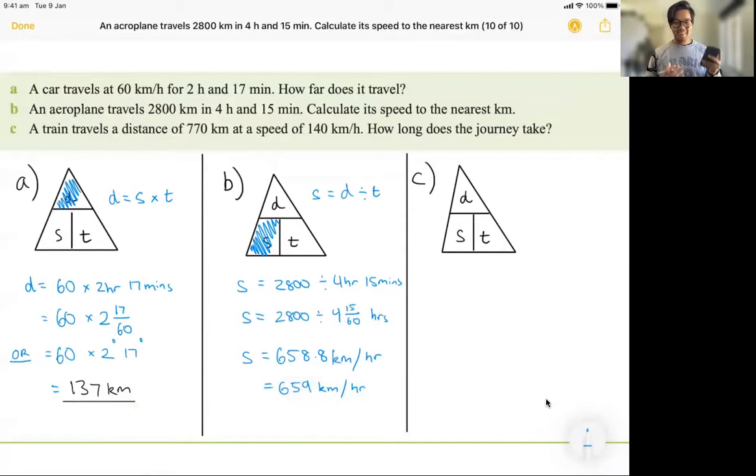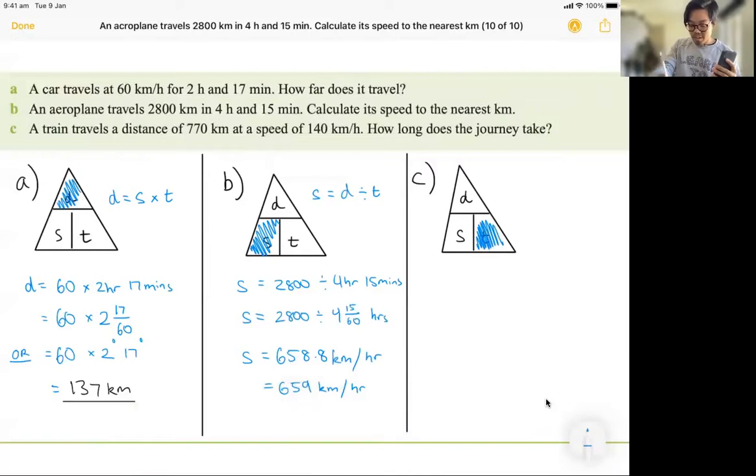Okay. Now for part C, it says a train travels a distance of... What is that? Let's try that again. A train travels a distance of 770 kilometers at a speed of 140 kilometers per hour. How long does the journey take? So this one here is asking how long. So that means we're looking for the time.